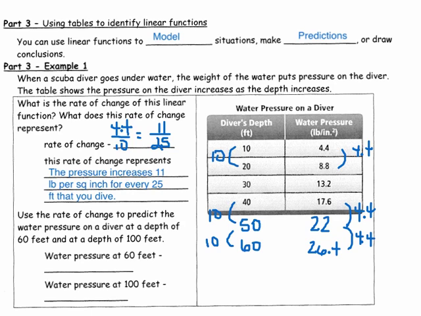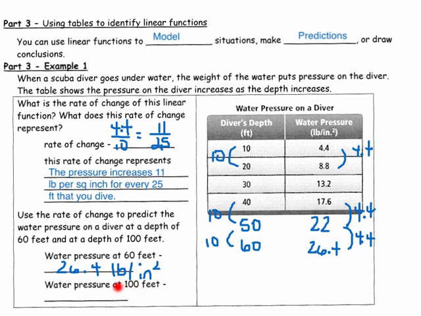So what I've done is I increased this 10, so that means this increased 4.4, following this pattern in the table, and I increase another 10, and that increases another 4.4. So that tells me that there are 26.4 pounds per square inch of water pressure when you dive 60 feet. So again, that says 26.4 pounds per square inch. That's how you read that label, pounds per square inch.